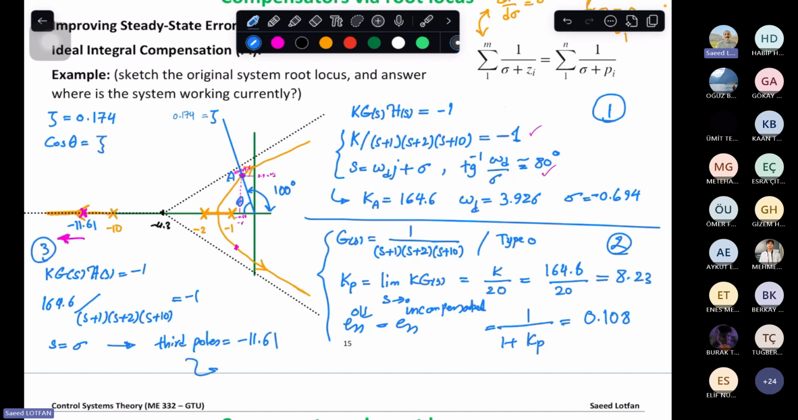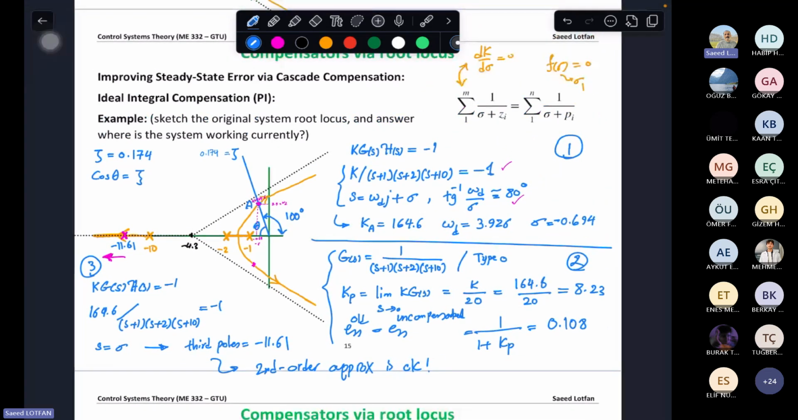We can say that the second order approximation is okay. So far we have understood what is going on with the problem, where we are on the system of the uncompensated one, and we're going to make the compensated system and see what will change, whether we can decrease the steady state error or not.